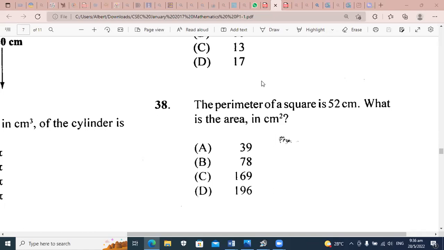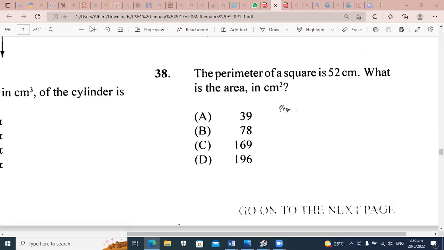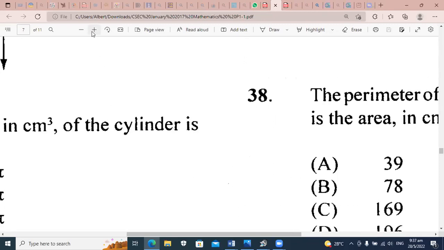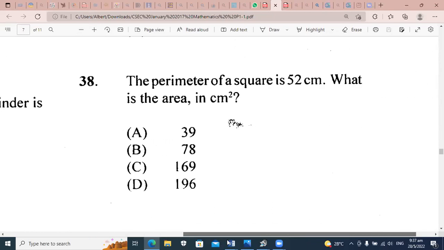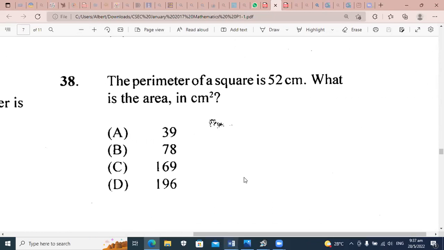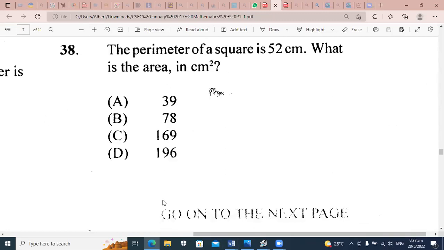Let's look at 38. Any ideas? Sir, I'm going to have to pencil that out. I'm going to have to draw one square. I don't know. Let me do it.